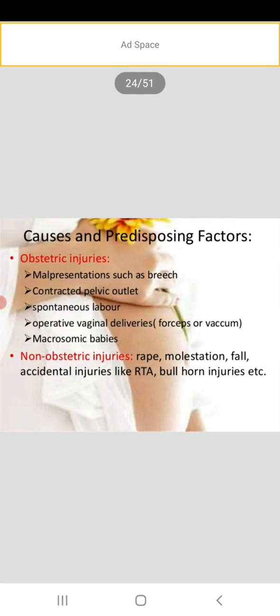Then spontaneous labor, not timely labor, occurs. Operative vaginal deliveries, that is due to the forceps and vacuum. Then macrosomic babies, that is big-size babies, which can be seen in diabetes, gestational diabetes mothers. Non-obstetric injuries are due to some other accidents, that is rape, molestation, fall, accidental injuries like road traffic accident, and bullhorn injuries.